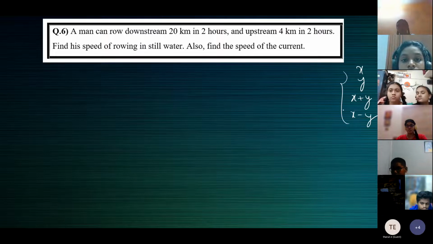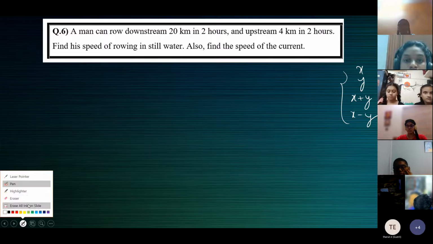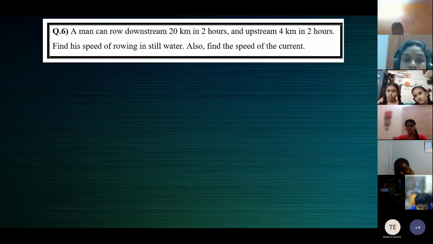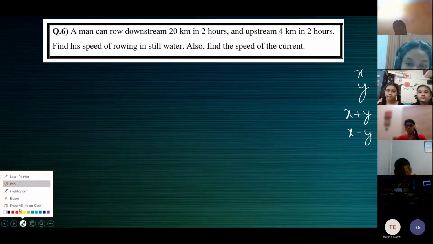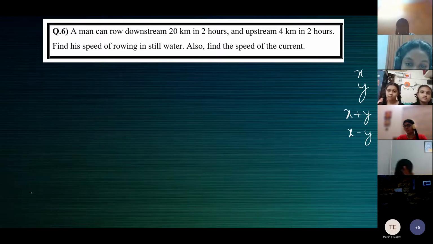So much you should assume when you read a question where you come across the terms downstream, upstream. First assume all this. Don't read the question fully. You know the question is about downstream, upstream. So immediately say let the speed of the boat be x, water be y. Then the speed of the boat downstream is this one, upstream is this one. Write all this and then read the question. So now what is given? You should come from the beginning again, because we have not constructed the equations. We have only assumed.